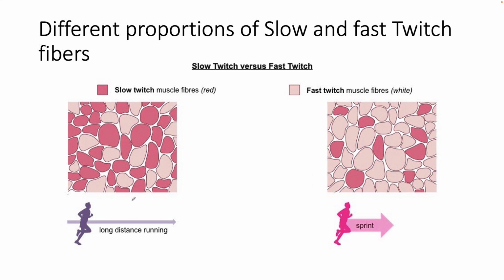Think about marathon runners, 26 miles. They can run and run and run. Whereas a sprinter might run 100 meters, maybe 200 meters. They're done in less than 9 seconds.